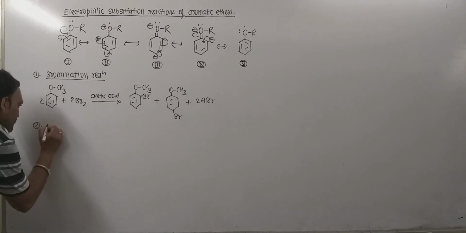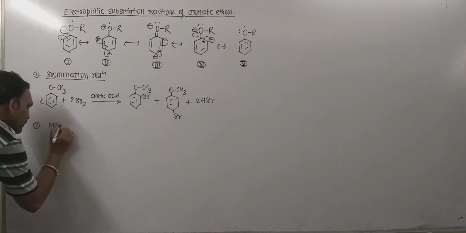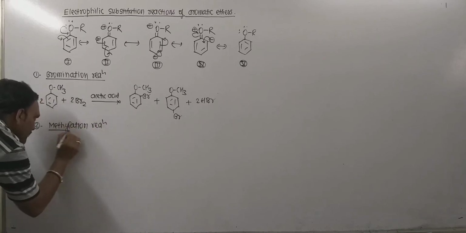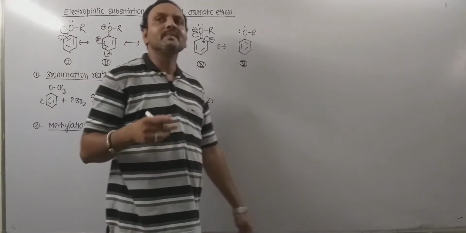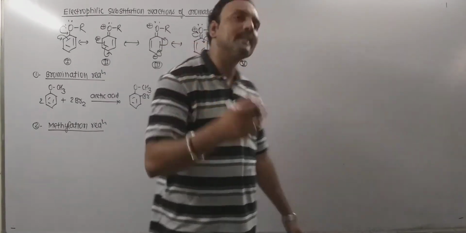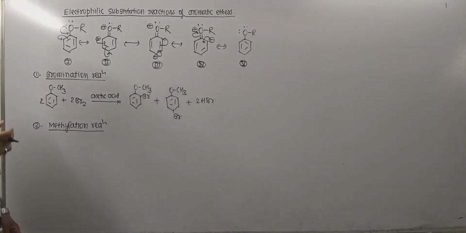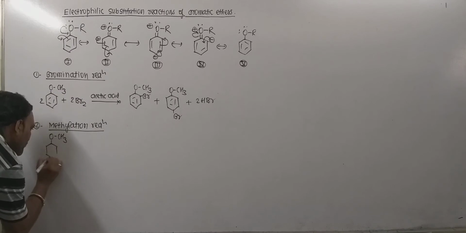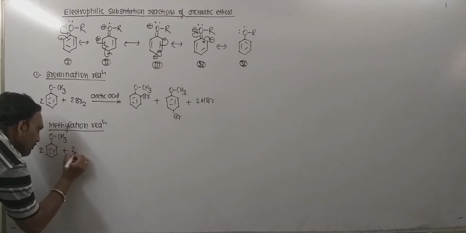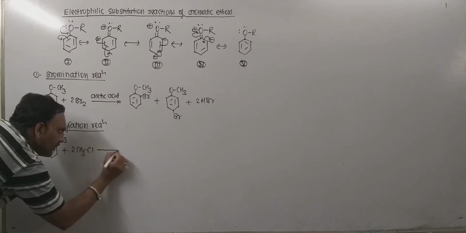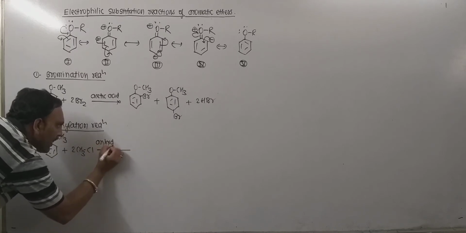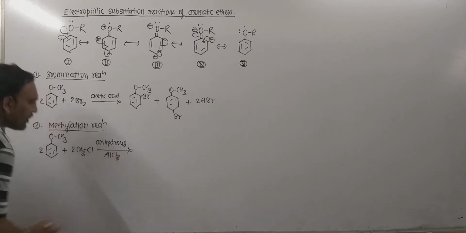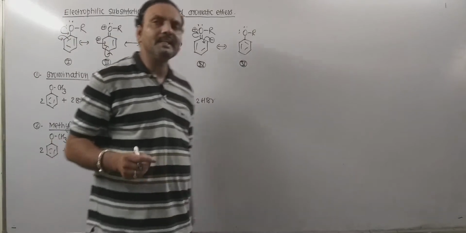Now next, the second electrophilic substitution is the methylation reaction. Now the methylation reaction is a Friedel-Crafts reaction. So methylation is a reaction with methyl halide. Normally we use methyl chloride. So when anisole is treated with methyl chloride, which can be given as CH3Cl, in presence of anhydrous AlCl3. Remember, anhydrous AlCl3 is the electrophile initiator.